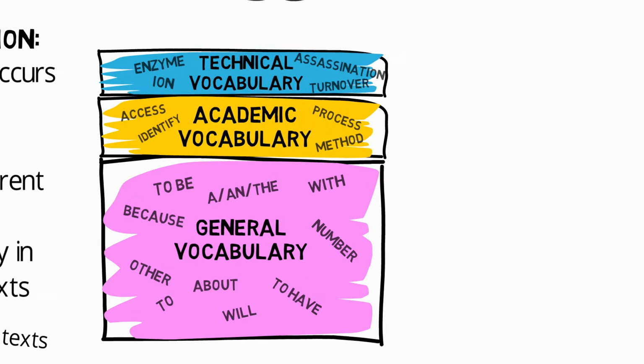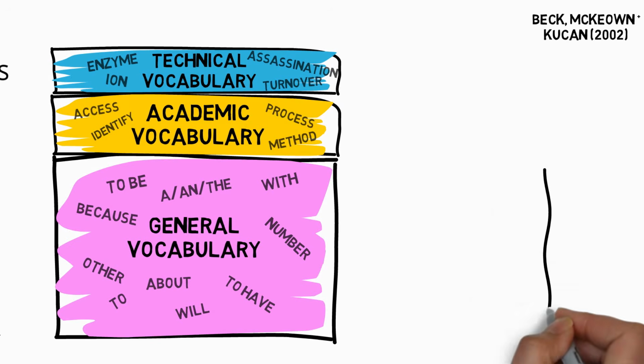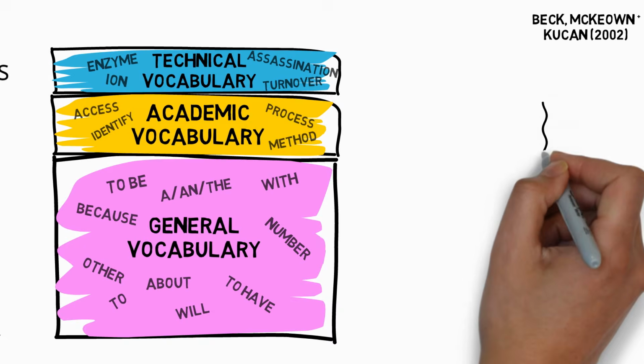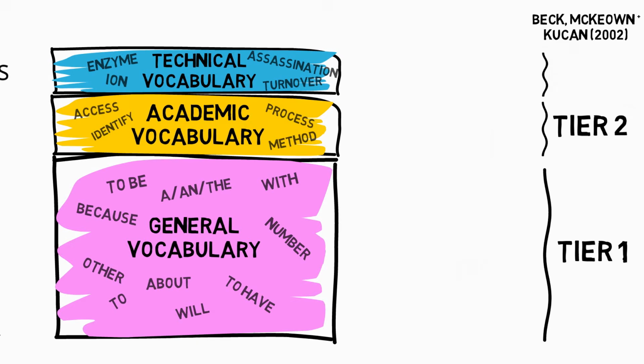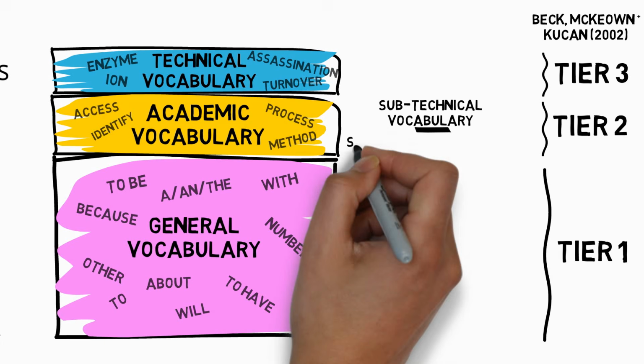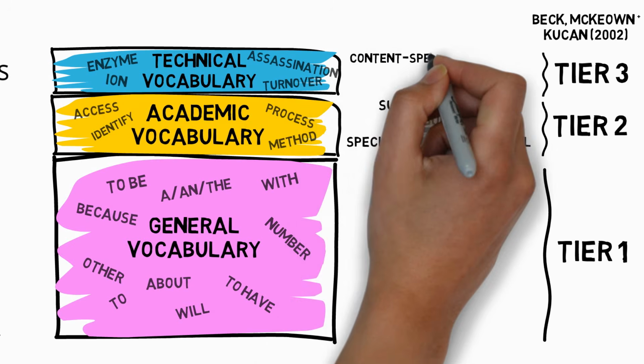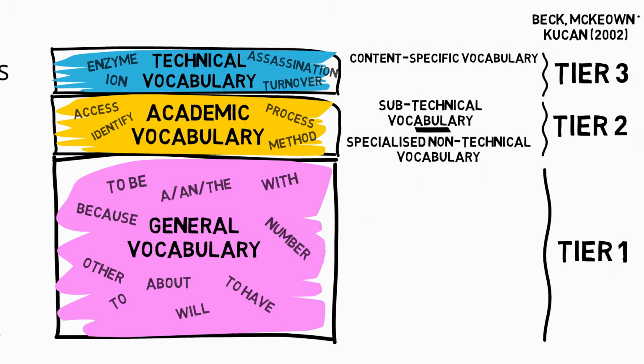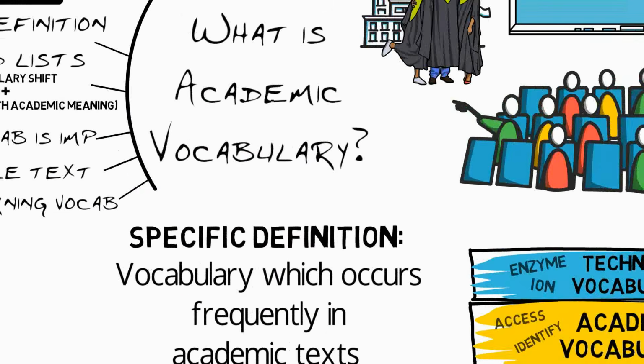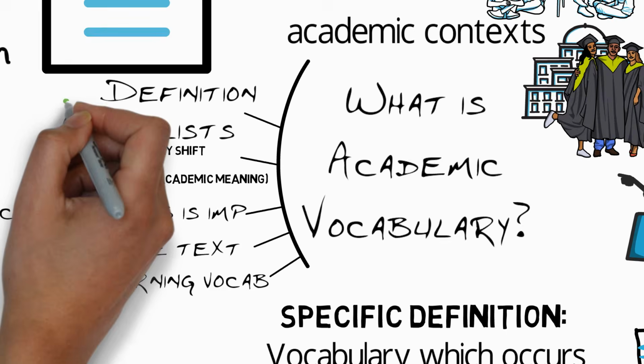This classification sometimes goes by other names. Beck, McKeown and Kucan in 2002 called these Tier 1, Tier 2 and Tier 3 vocabulary. Because of its position between general and technical vocabulary, academic vocabulary is sometimes called sub-technical vocabulary or specialized non-technical vocabulary. While for technical vocabulary, you may sometimes see terms like content-specific vocabulary, subject-specific, or domain-specific vocabulary. So that's a definition of academic vocabulary. Let's move on to look at word lists.